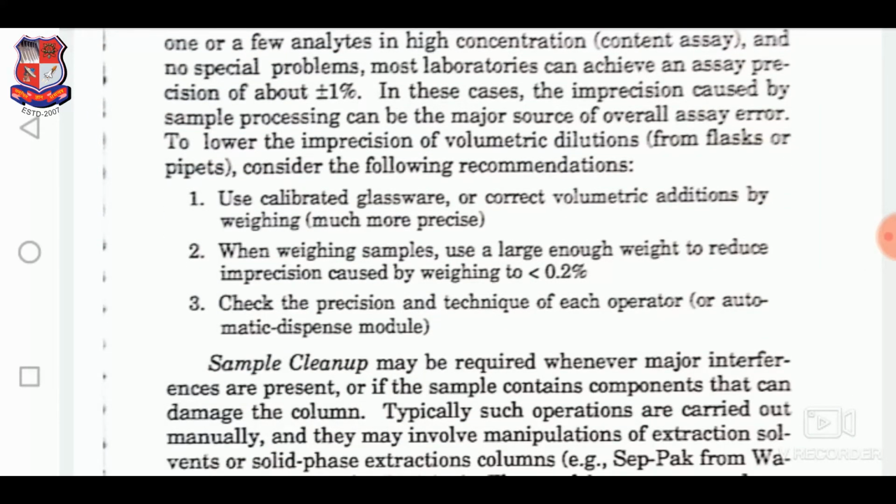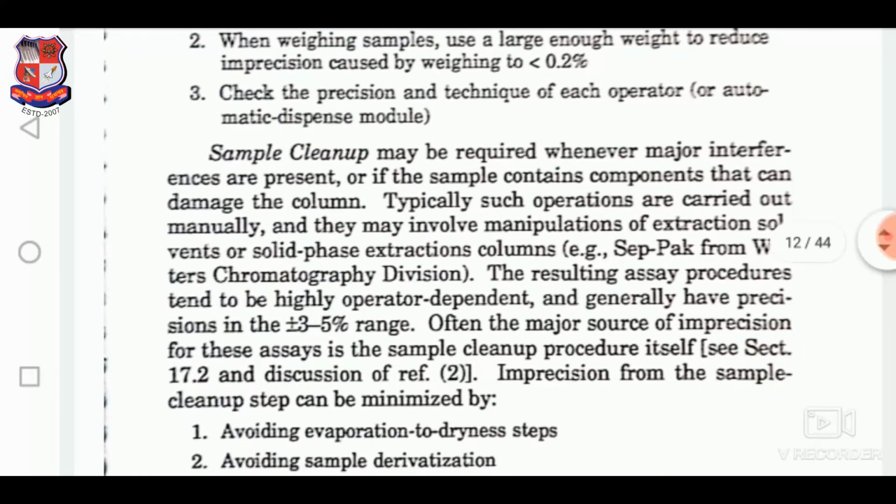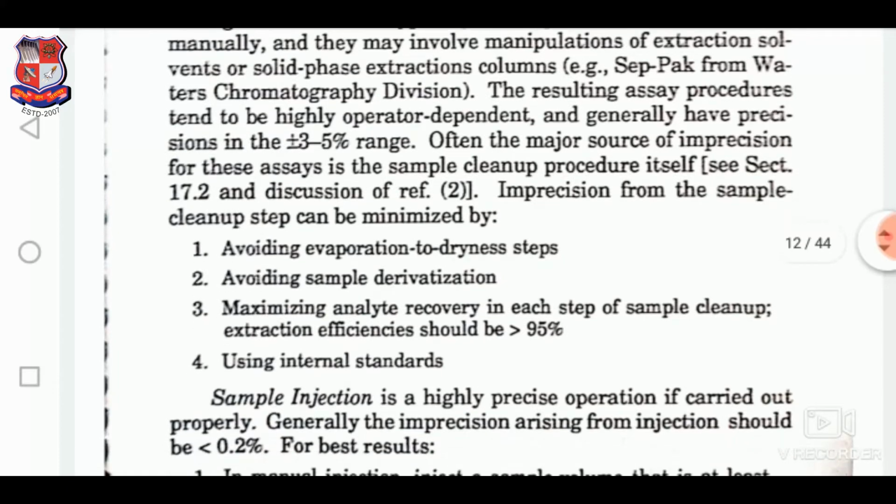To lower the imprecision of the volumetric dilutions, consider the following recommendation: use calibrated glassware or correct volumetric additions by weighing, much more precise. When weighing samples, use a large enough weight to reduce the imprecision caused by the weighing, less than 2%, 0.2%. Check the precision and technique of each operator or automatic dispense module. This is a kind of sample cleanup.